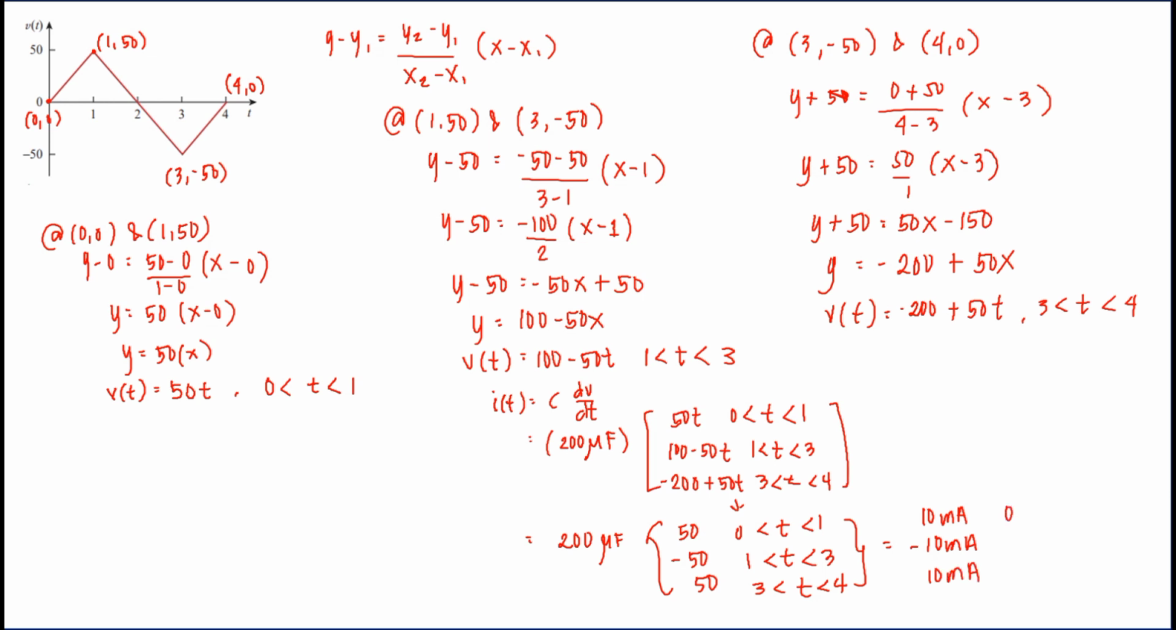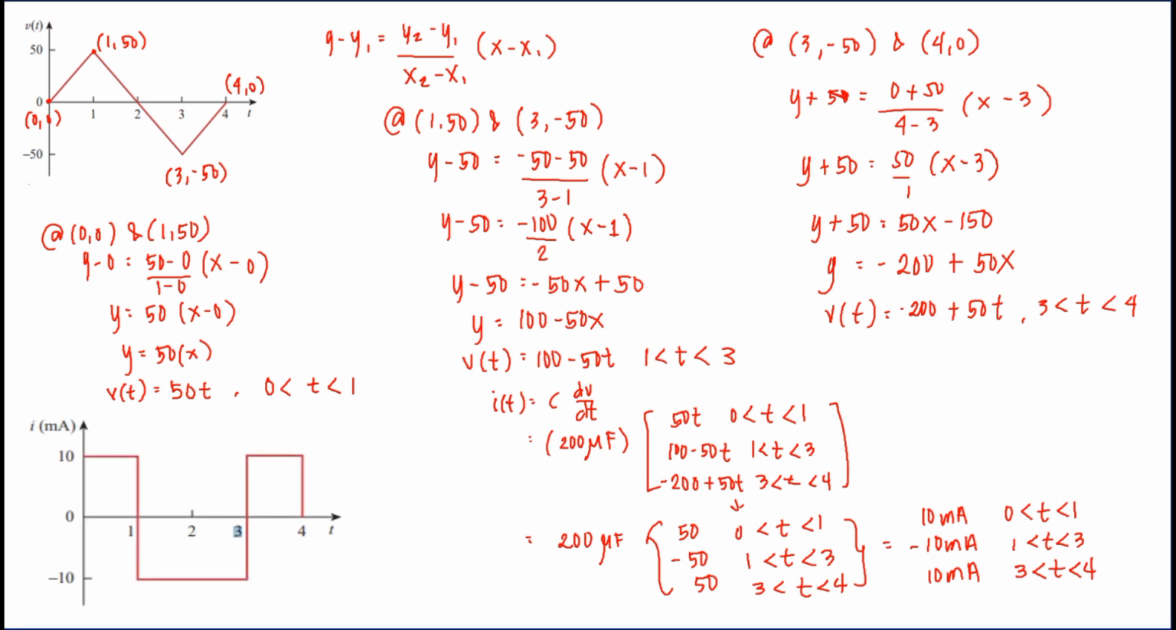Of course, the same limits. So we have here the answer. Now, we will try to graph. So this will be the graph of our answer. From 0 to 1, the value of current is 10 milliampere. From 1 to 3, current is equal to negative 10. And from 3 to 4, that is equal to positive 10 milliampere.